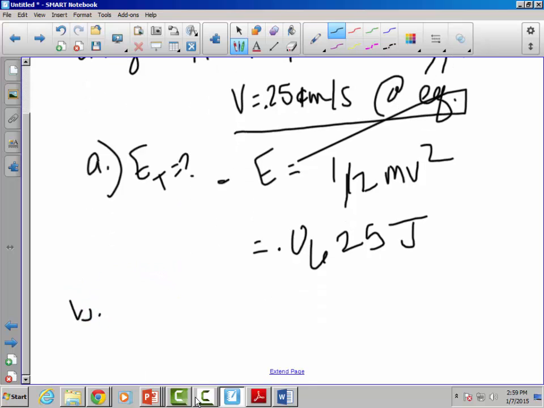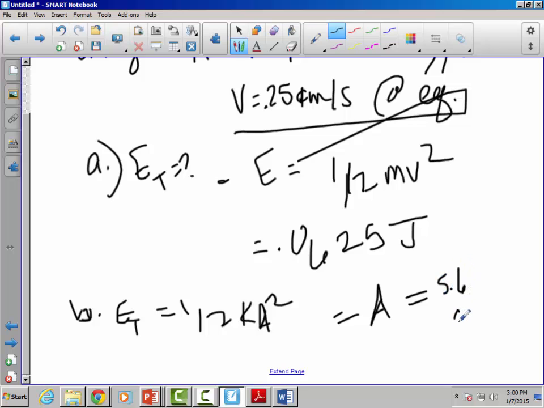Part B asks, what is the amplitude of the motion? And so remember that total energy is 1/2 k A squared, where A is your amplitude. So we have our total energy to be 0.0625, and we're going to plug that in and divide it by 1/2 and then divide it by our k, which in this case is 40. And then we're going to square root that, and we get our amplitude of our spring. The amplitude ends up being about 5.6 centimeters, give or take.